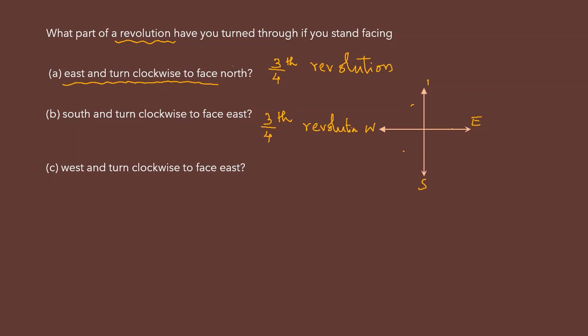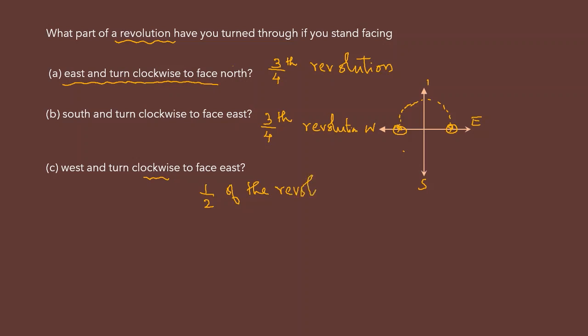Okay. So the third question we are dealing with is this. You are in west and then you are turning clockwise. So you are here in west and then you have to move clockwise. That is how the hands of a clock move, this way, and you have to reach east. So you are reaching east here. So how much did you turn? You turned 1 by 2 of the revolution, half.